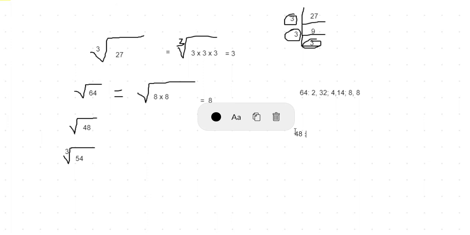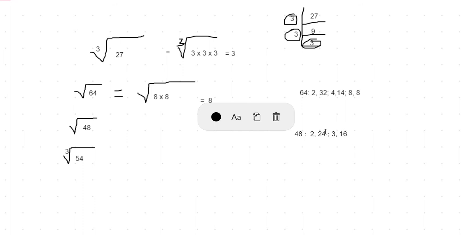If I were to pull out the factors of 48, 2 goes in 24 times. Neither of those is a perfect square. 3 goes in 16 times. Now, because I know 3 was the next smallest prime number, if this is a perfect square, that's going to be the largest perfect square.